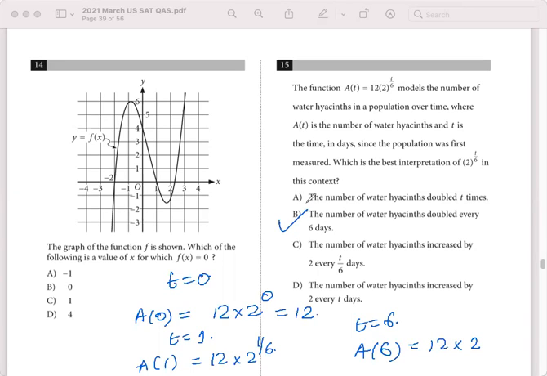Option A, the number of water hyacinths doubled t times. That's irrelevant because that's not what the variable in the exponent means. The number of water hyacinths increased by 2 every t by 6 days. That is not correct because to increase by 2 indicates a linear progression, but this is an exponential equation. Number of water hyacinths increased by 2 every t days. Again, this is not relevant here because t has to have a value and it basically doubles every 6 days. So this is also not correct.